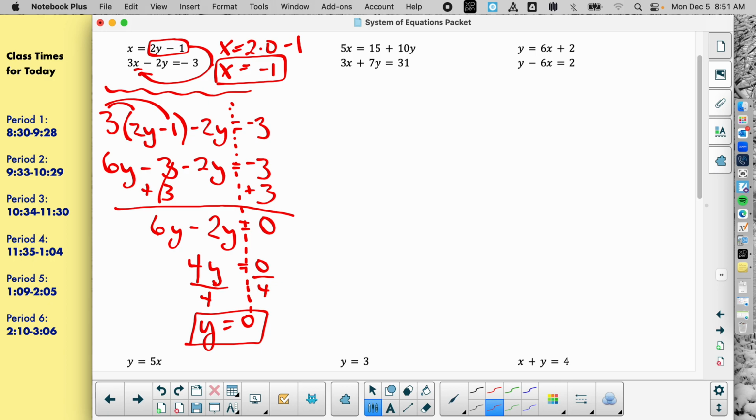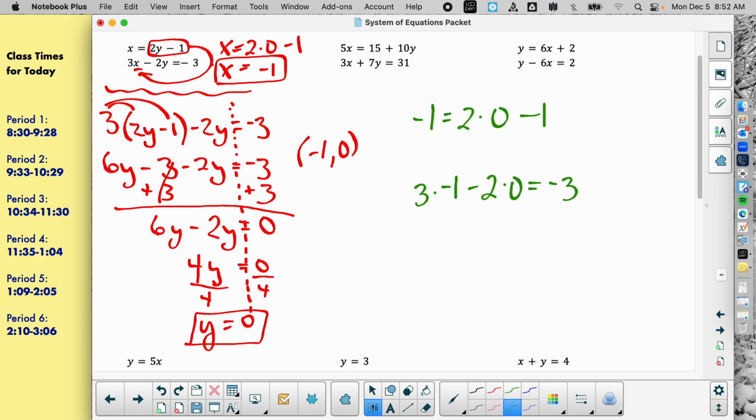So now that we've found the answer is negative 1, 0, if you wanted to, you could plug negative 1, 0 into both equations to see if it works in both. I don't really have a lot of space, so I'm not going to make you guys do that, but that's what we could do. So I could say negative 1 equals 2 times 0 minus 1, figure out if it works. And then I could say 3 times negative 1 minus 2 times 0, does that equal negative 3?